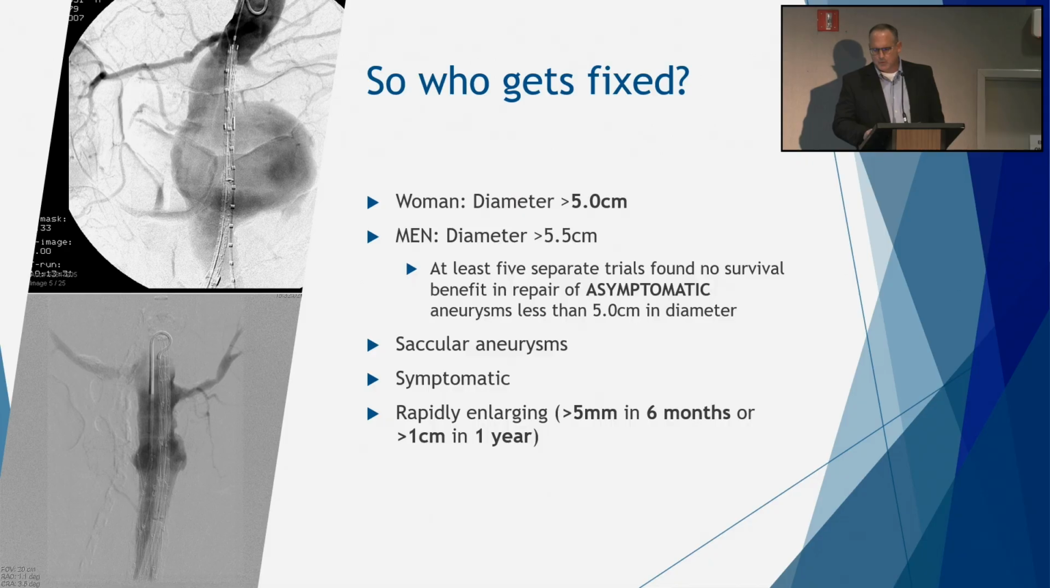If you're a woman and your aorta is around 5 centimeters or greater, men 5.5 or greater. Below 5, not really; the risk-benefit ratio doesn't really work out for you in terms of fixing it. We fix saccular aneurysms, symptomatic ones, and ones that are rapidly expanding.